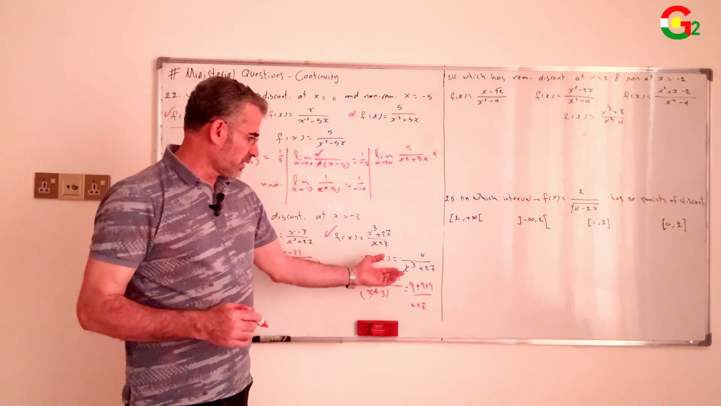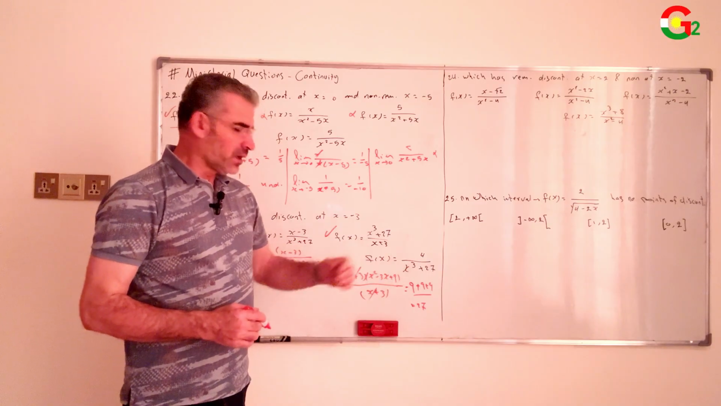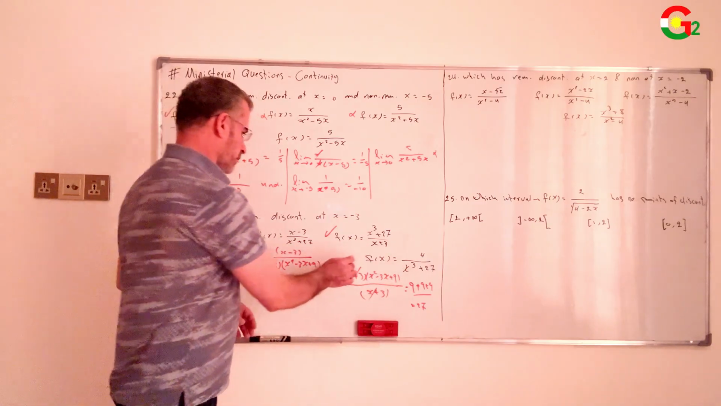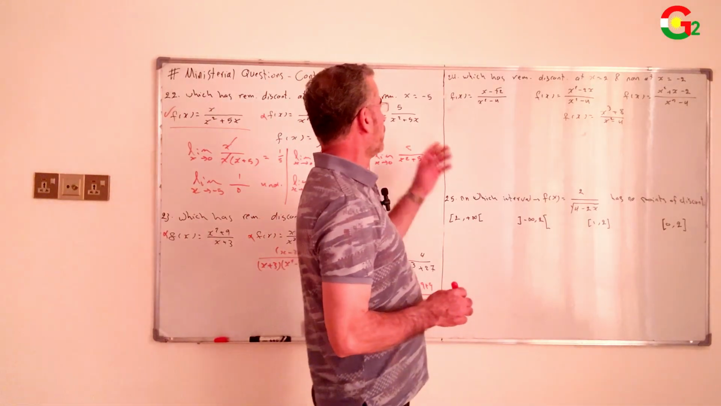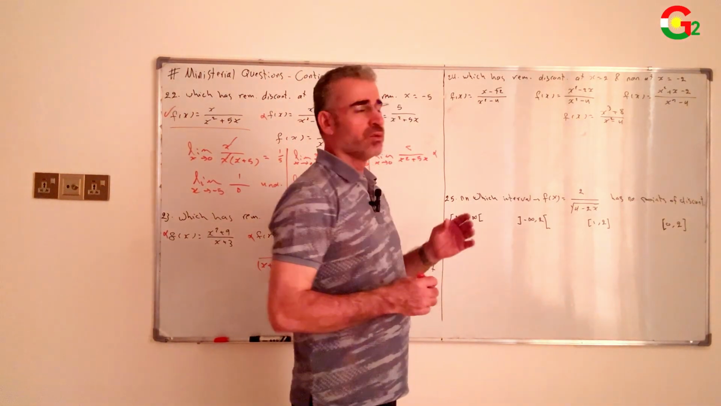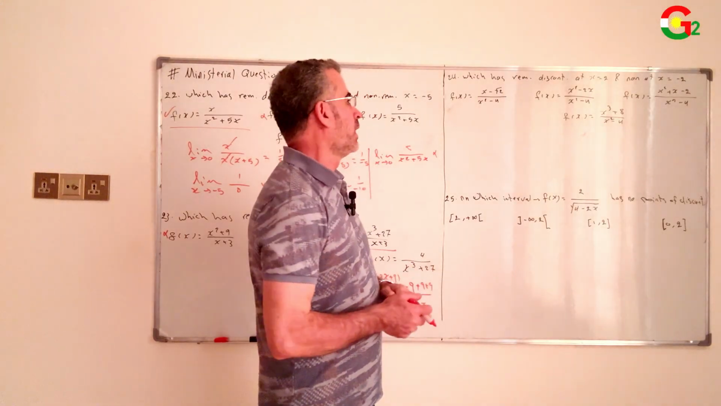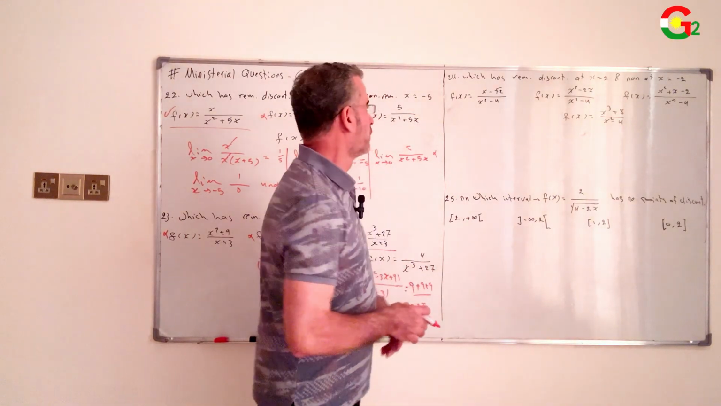For the fourth function, if we substitute directly, the denominator will be 0, so it is wrong. The right choice is the third one. Question number 24: which of the following functions has a removable discontinuity at x equals 2 and a non-removable discontinuity at x equals -2?